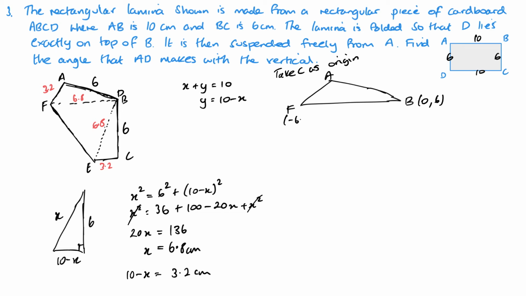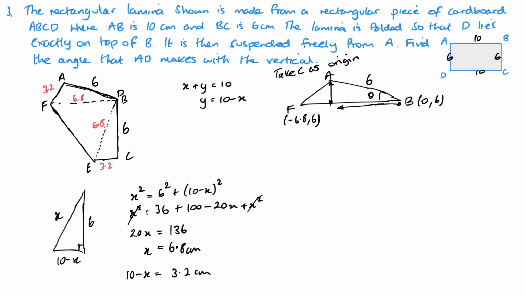As is F, will be minus 6.8, 6, because we're just going across 6.8 and then up 6. A is obviously the one that's a little bit more difficult. To find A, we're going to need to know essentially this height and this position here. So it's like a triangle. So we know this, and we can work out this angle here, which I'm going to call theta, can't we? Because we have the larger triangle already.